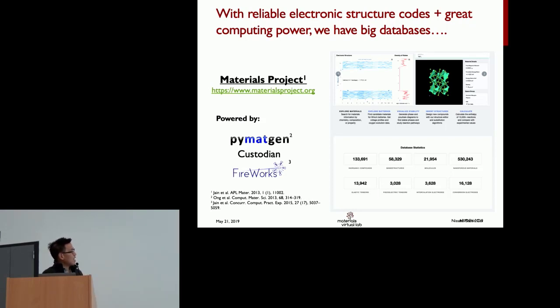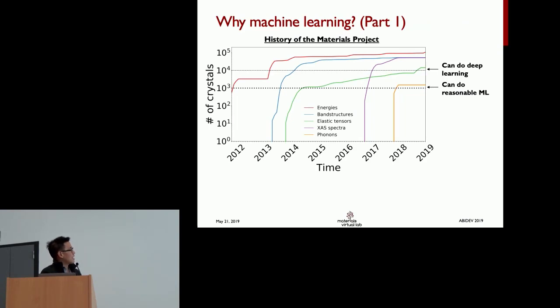Now, the big problem here, I'm going to show you this chart, which is going to set out why I think machine learning is important. So this is basically a history of the Materials Project, and we are already one of the largest databases of computer calculations out there. The red line is basically the baseline, which is all the materials, everything that we have energies for. Today we are already hitting about 10 to the power of 5 materials. The blue line is basically band structures.